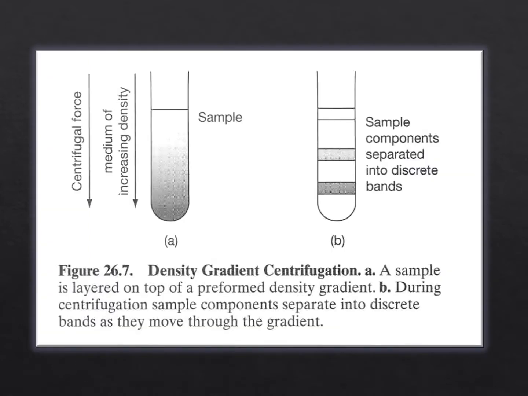This is an example of density gradient centrifugation. A sample is laid on the top of the preformed density gradient, and in tube 2, during the centrifugation, sample components separate into discrete bands as they move through the gradient.